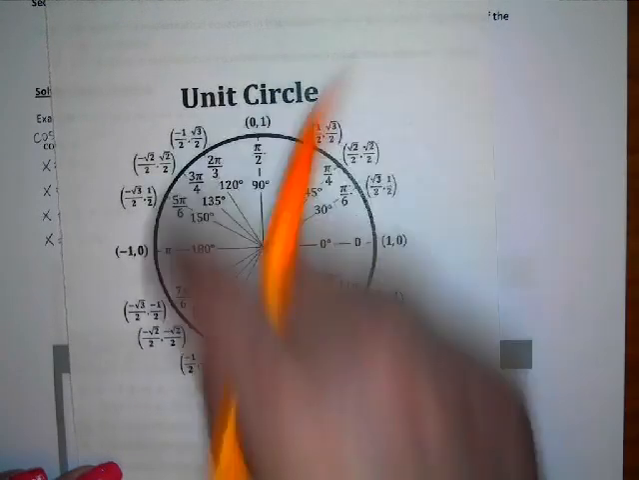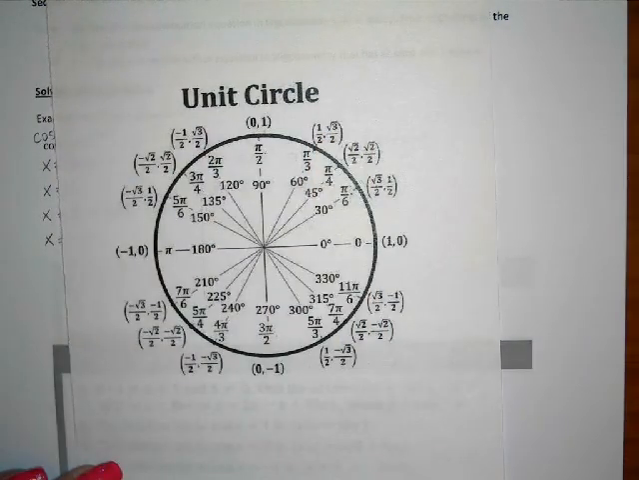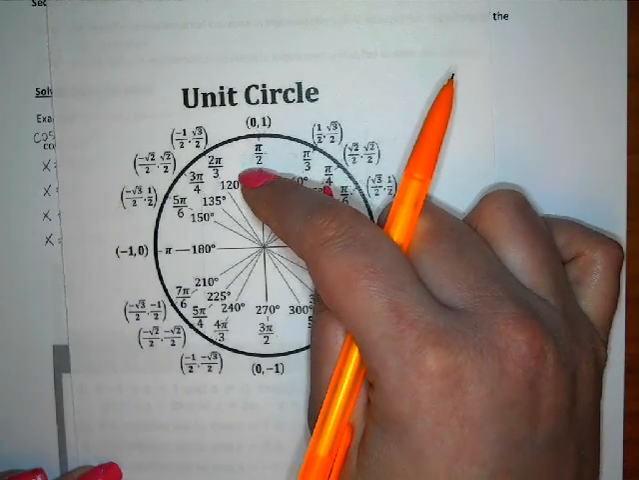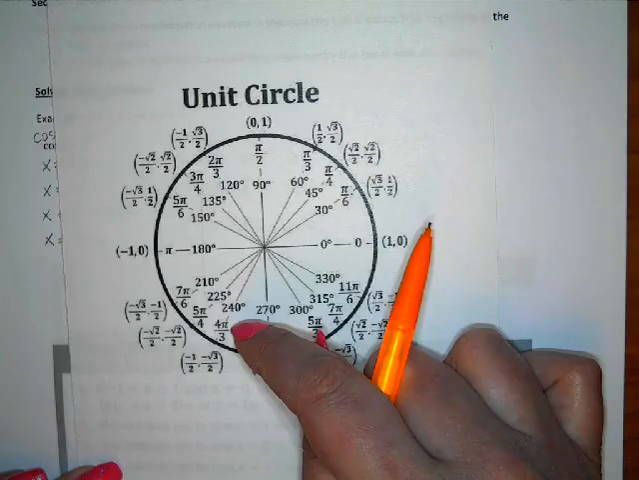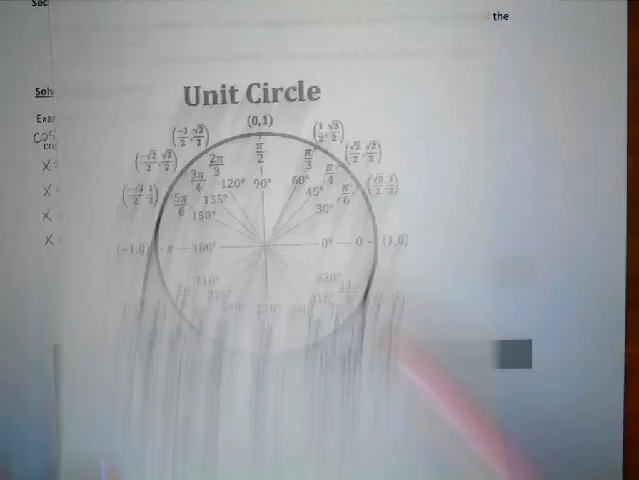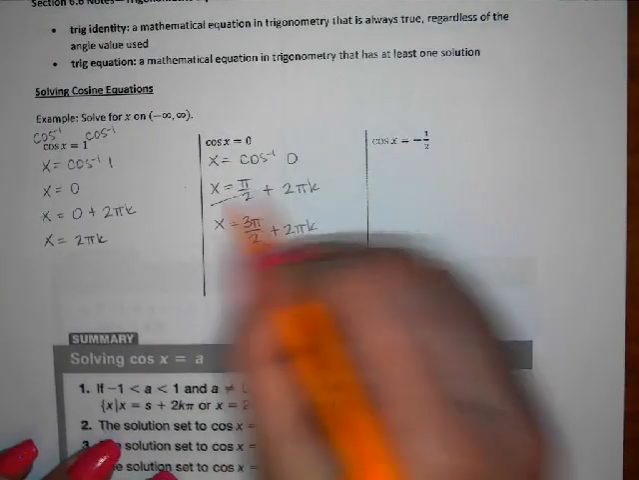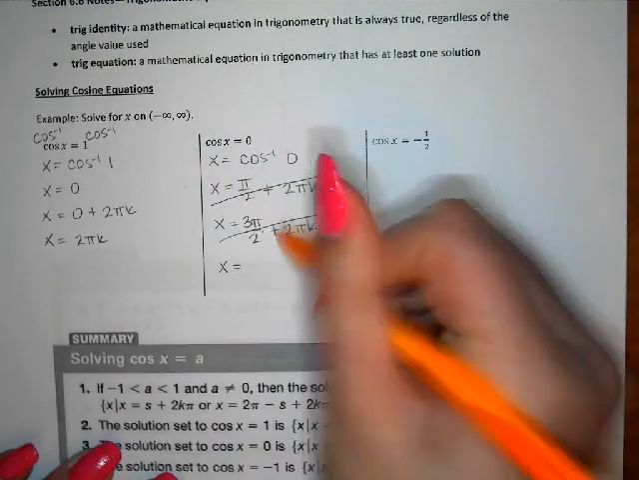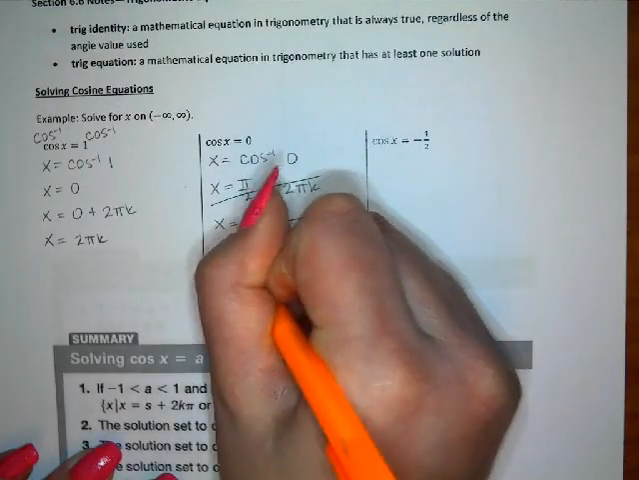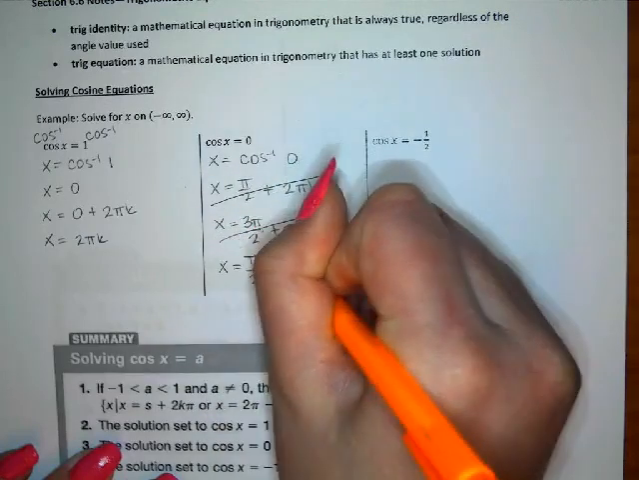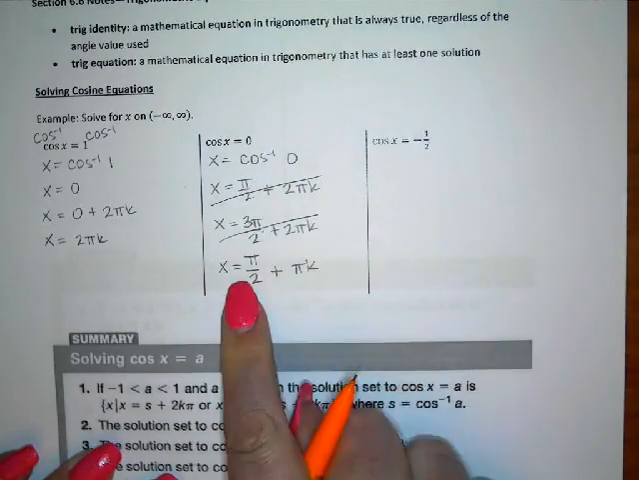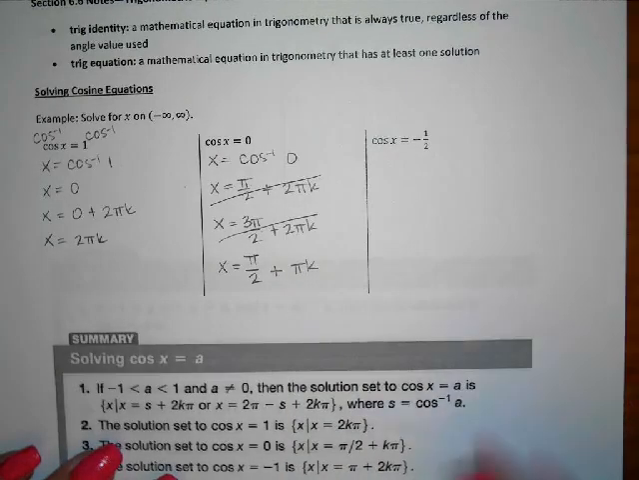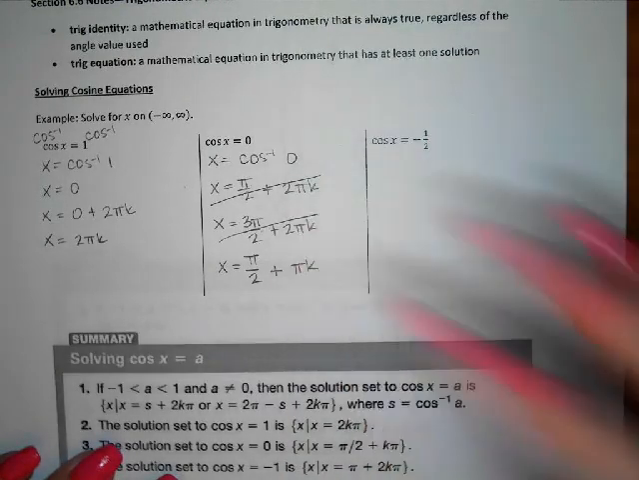As we go around, we don't have to add a full circle to find the next answer that would give us 0. We just have to add half a circle, or we have to add pi to find the next one. So I'm going to cross these out, and I'm going to write one answer that works for both of them. I'm going to say pi halves plus pi k. And that's going to get all of the answers for me, including the coterminal answers. And it's just these two pushed together.